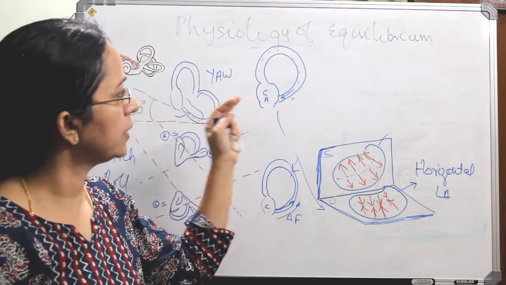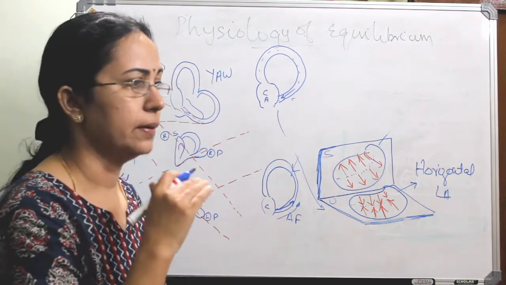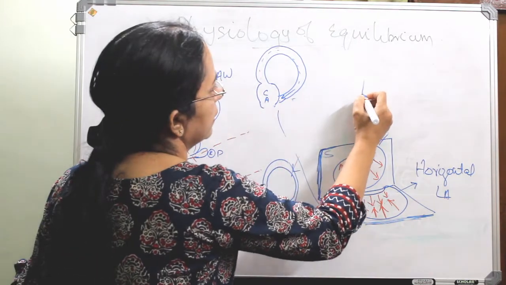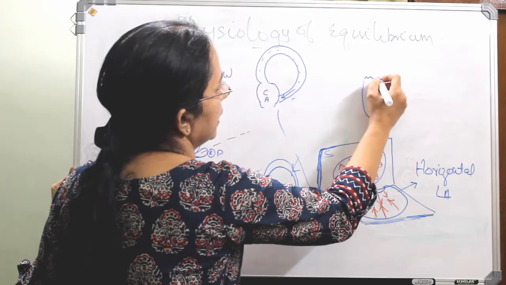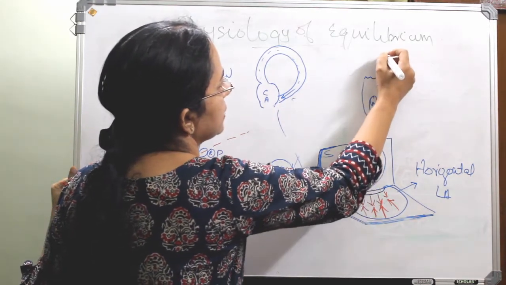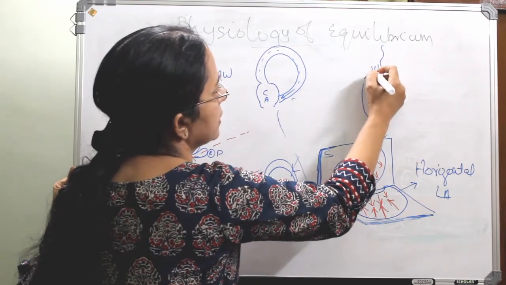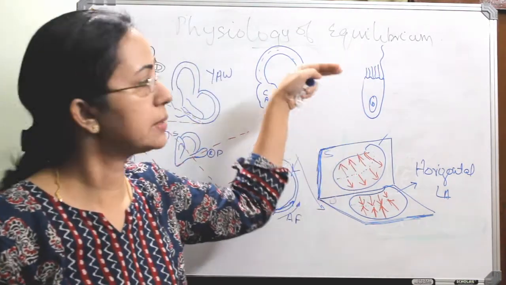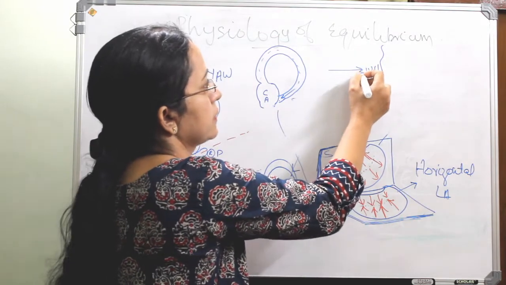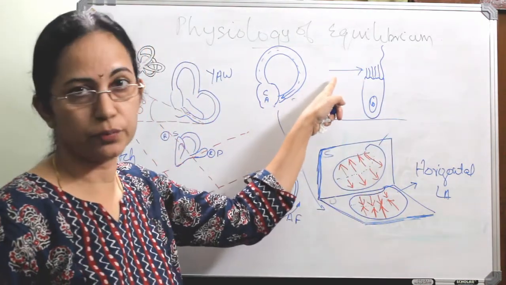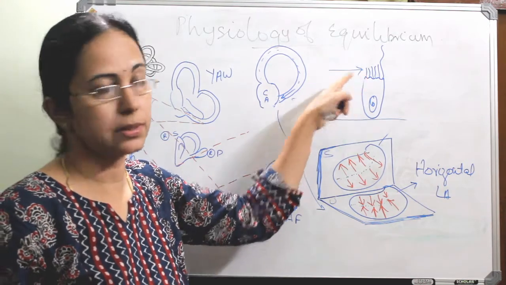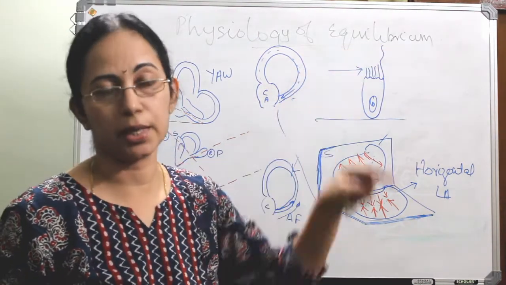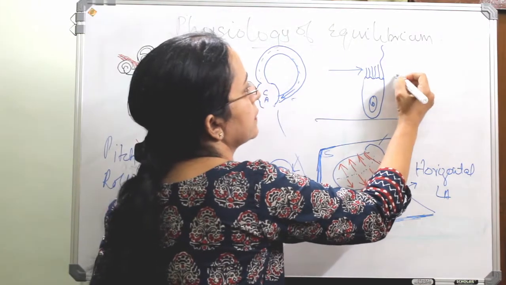So when the movement is parallel to the surface of the sensory epithelium, what happens? These are the hair cells. In the hair cell, there is one kinocilium and stereocilia. When the maximum force is parallel to the basement membrane, what happens? There will be movement of the cilia. The stereocilia are moved towards the kinocilium. It will be deflected like this.